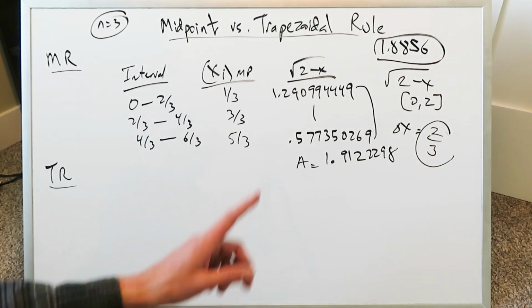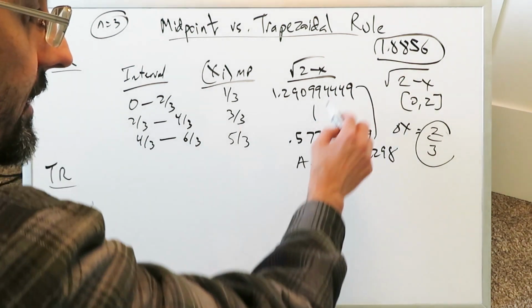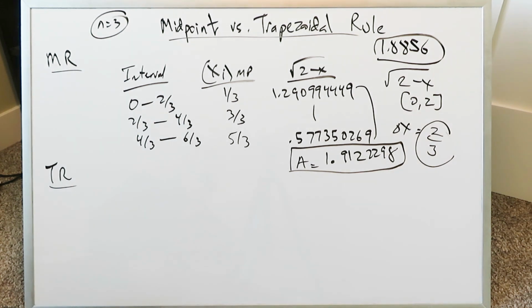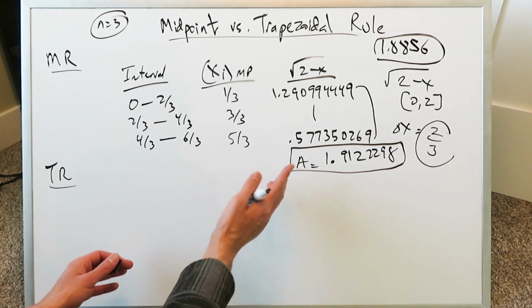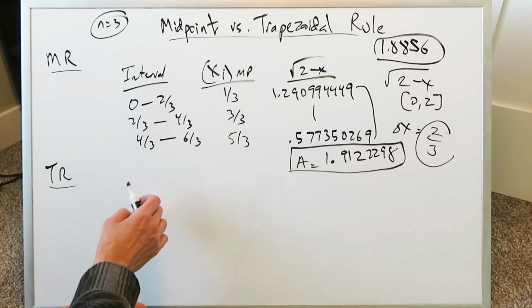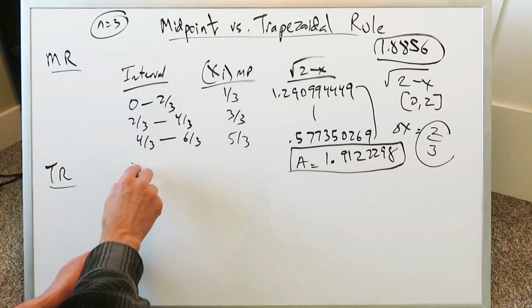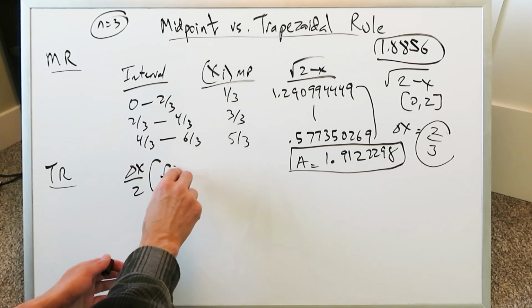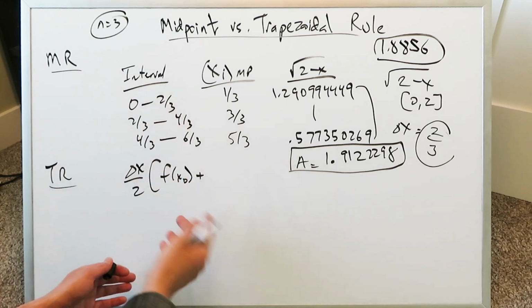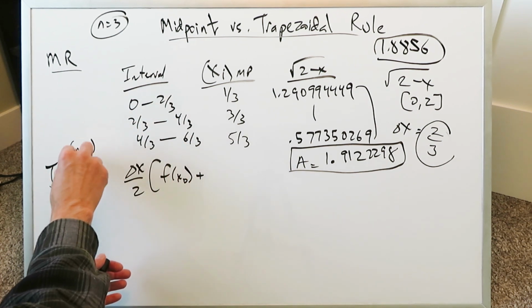1.9122298. You can see we're slightly higher in terms of this area right here, but that's fine. This area has been done. In the end, we can get the error rate or the error amount. For the trapezoidal rule, you still have the same intervals. You know how it's going to be. We have the delta x divided by 2, then we have the f of x0, and since there's an n value here of 3, we should have 4 terms, n plus 1. That's how it plays out.